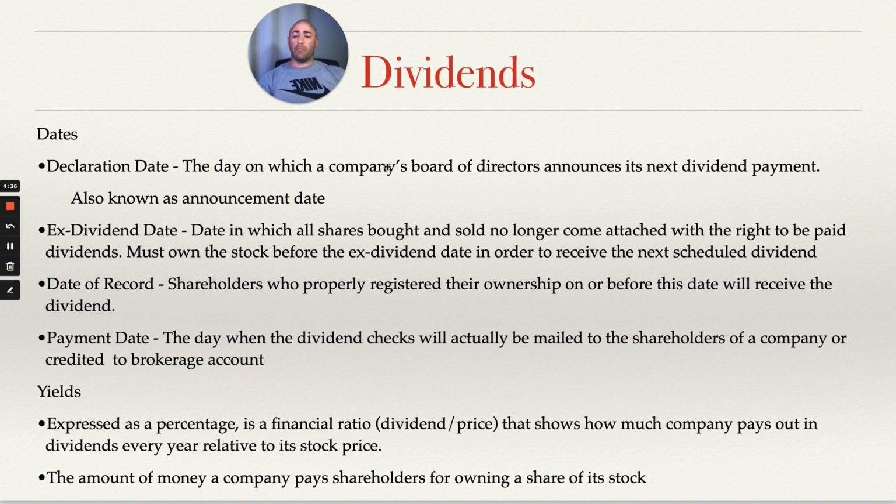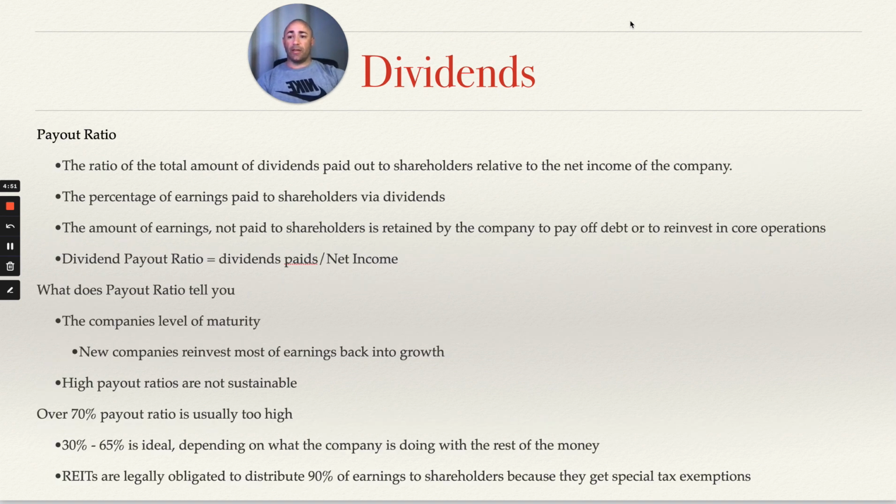And then the amount of money a company pays shareholders for owning a stock is its actual dividend yield, right? Now, when we go through and understand that we have a payout ratio, and you look at the books on different companies and they say, hey, we have a 100% payout ratio.